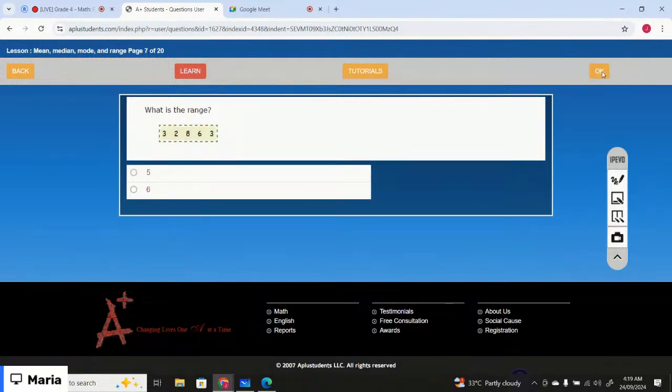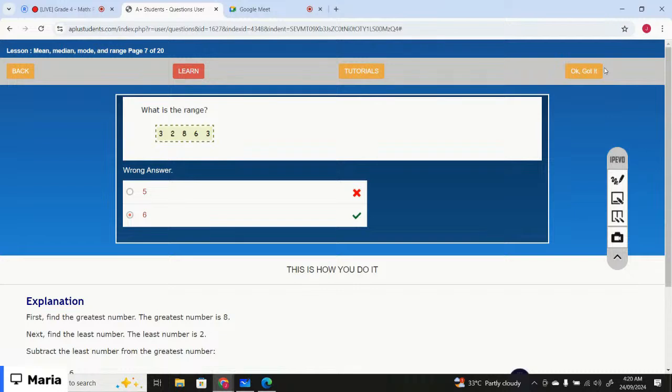What is the range? Range is the difference between the greatest and the smallest value in the given data. So, what is the range? The range is 8 minus 3, 5 it is. The correct option is 5. Option number 1 is the correct option.